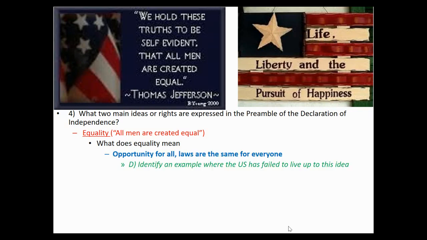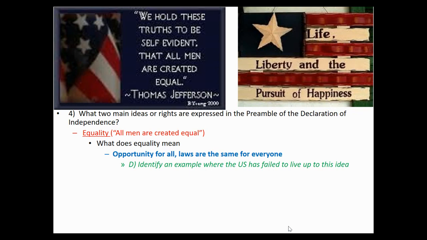Equality does not mean we're all the same. Some people are smarter than others. Some people are better looking than others. Some people have more advantages than each other. But the idea here is the opportunity for all people to do as well as they can based on their talent. The other idea of equality is that the law is the same for everybody. The law is the law.